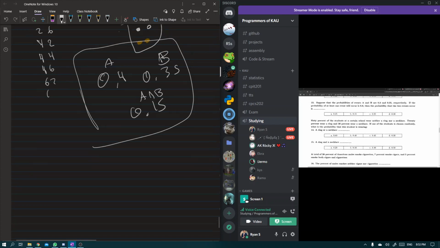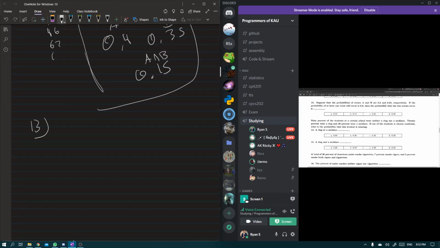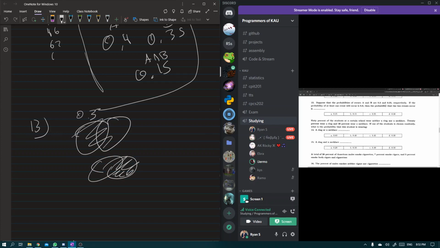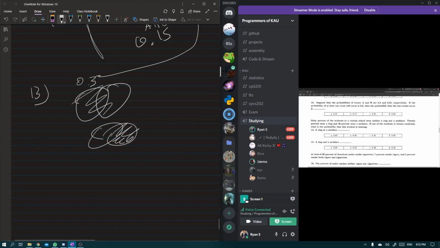Suppose the probability of event A is 0.3. Then the probability of B is going to be 0.35. If the probability that at least one event will occur, and at least one event means one event or two events, will be 0.8.